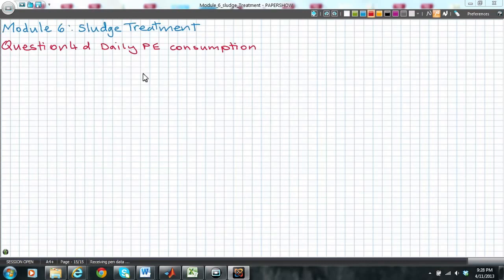Now in part 4D, we're told to improve the suspended solids concentration of the final product, sludge conditioning with polyelectrolytes is introduced. So the PE dosage is 9 kilograms of active PE per tonne, and so we're asked what the daily PE active consumption is. So the polyelectrolyte active consumption.